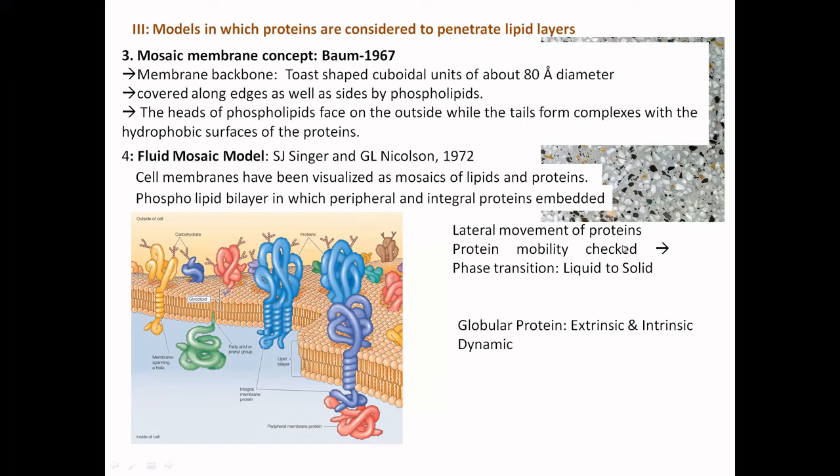So the head will stay towards one side, the tail will stay towards the other side, but they can move laterally. And protein mobility can be checked during the phase transition, meaning liquid to solid. And the protein, as discussed earlier, is of two types: extrinsic protein and intrinsic protein. The one present only on the outside of the cell is the extrinsic protein, and the one passing through the lipid bilayer is the intrinsic protein.